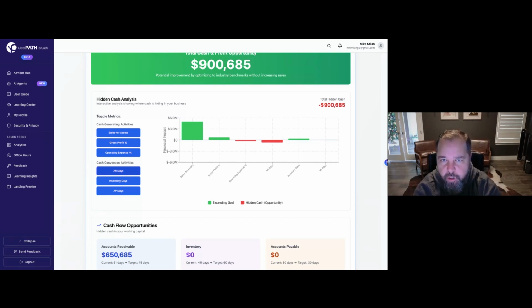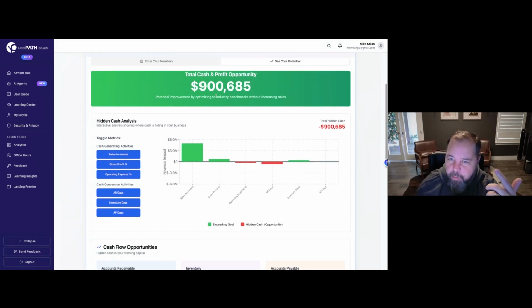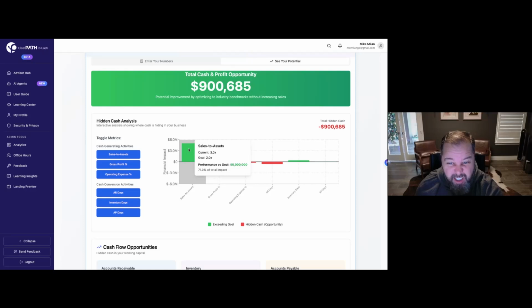So here's how you use this. Right now, I tell people right instantly, hey, those numbers you gave me? We just found $900,000 leaking out of your company, right? It's just leaking out. Now, what this chart tells me is where it's leaking. It looks like you're doing pretty good in sales, right? Because it's green and above the line.